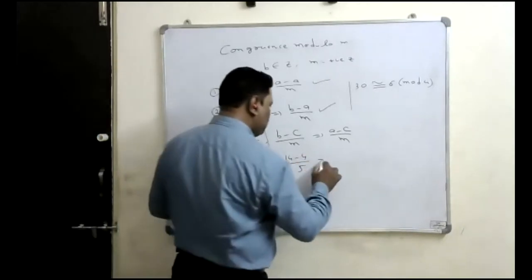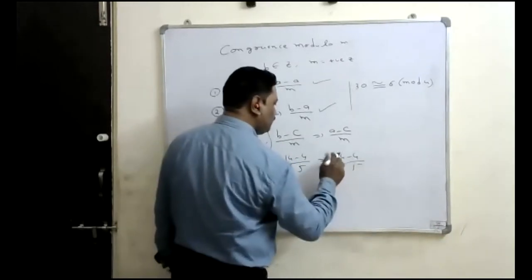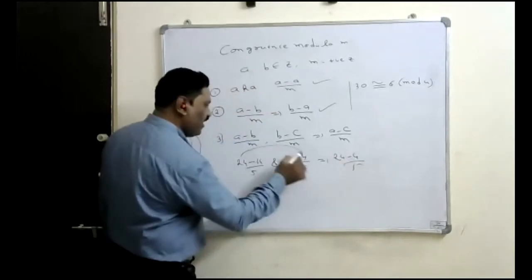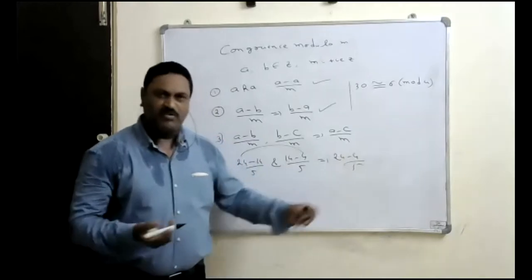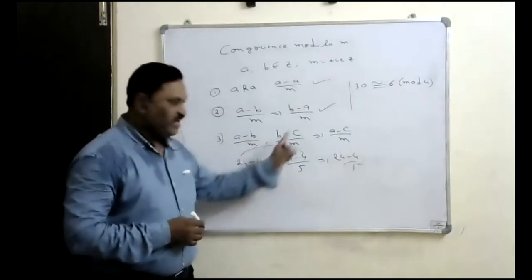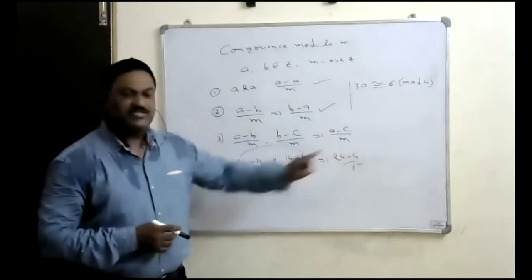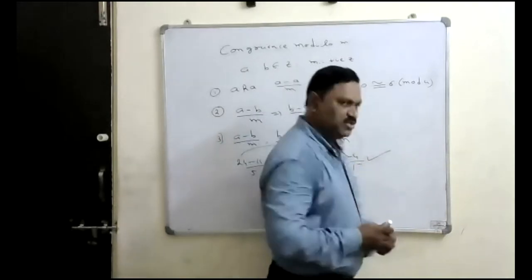Now, if I consider a minus c, 24 minus 4 is also divisible by 5 only, no? That's right. If this is true and this is true, then this is also true: a minus c is also divisible by m. That's why it is a transitive relation also.